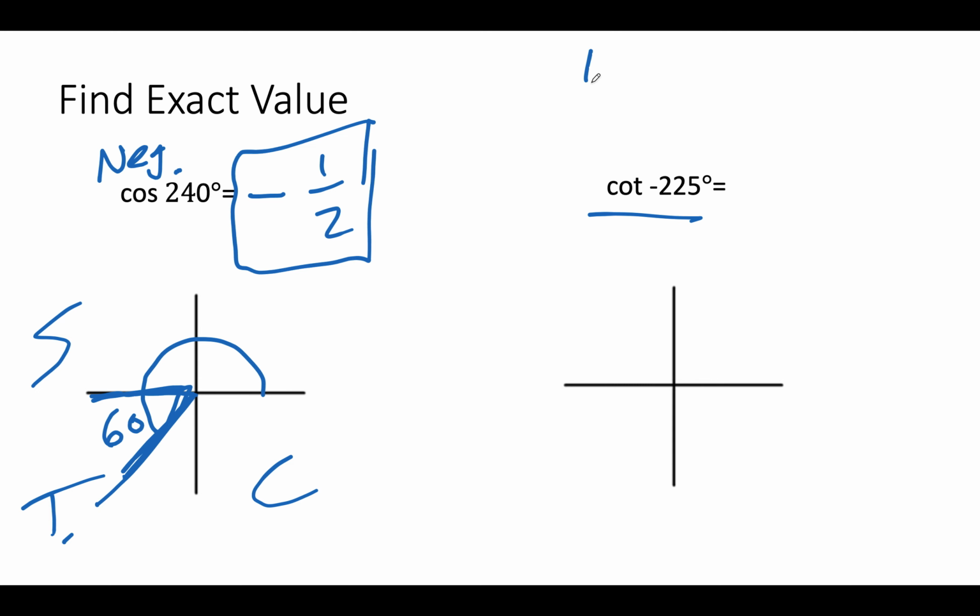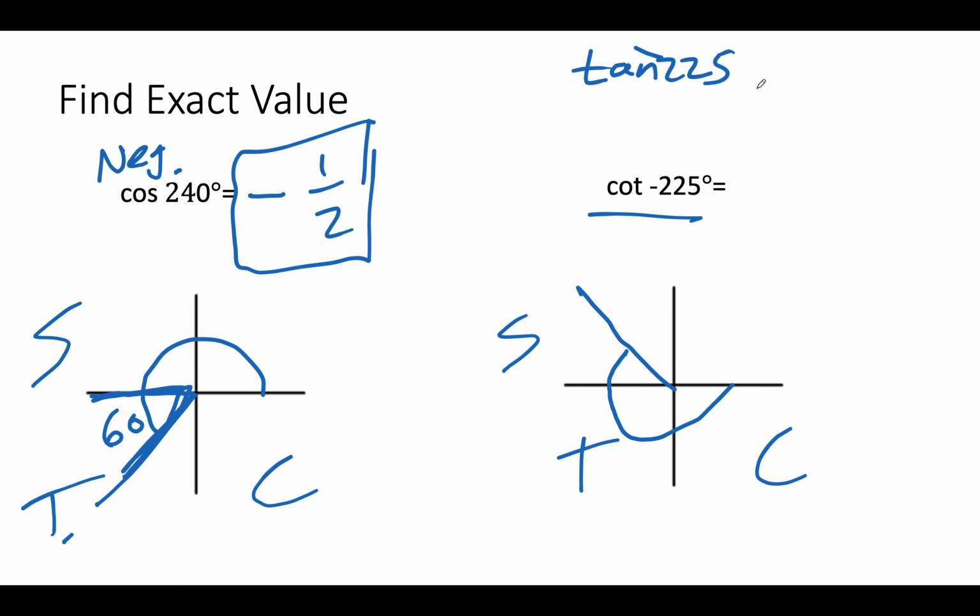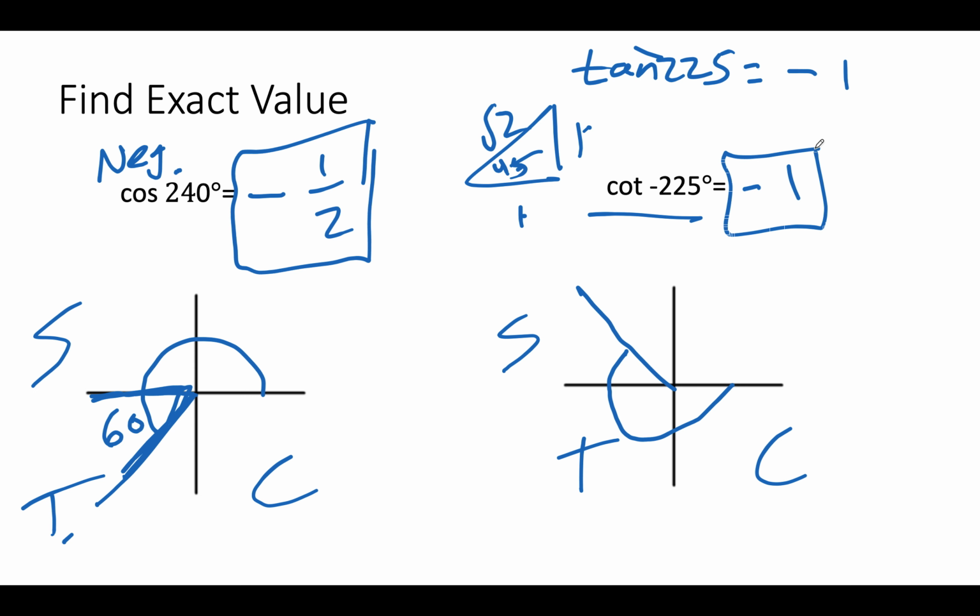Cotangent, I never work with cotangent. I always work with tangent. I'm going to do tangent of 225, and then I'm going to flip it over. So I come around 225. I'm in quadrant 2. What happens in quadrant 2? The tangent is negative. And then I think about a 45, 45, 90, and I have a 1, 1, square root 2. Oh my gosh, it's negative 1. What happens when you flip over negative 1? It's still negative 1. What a wonderful deal.